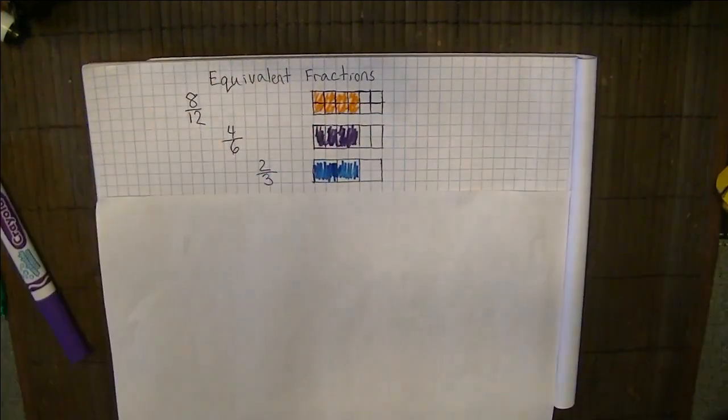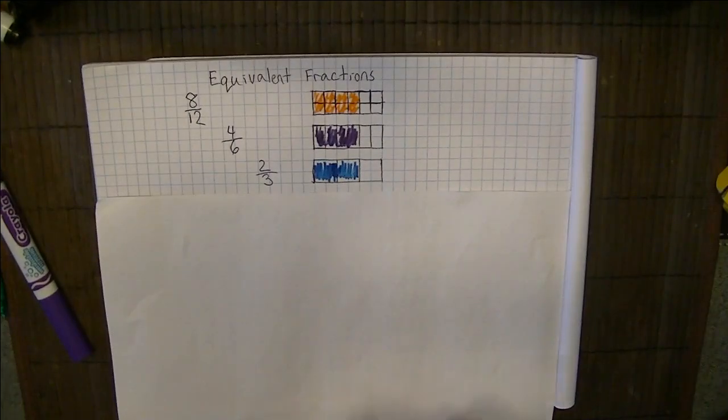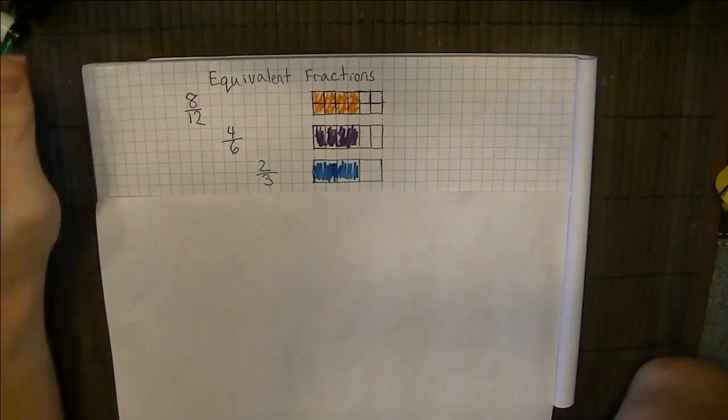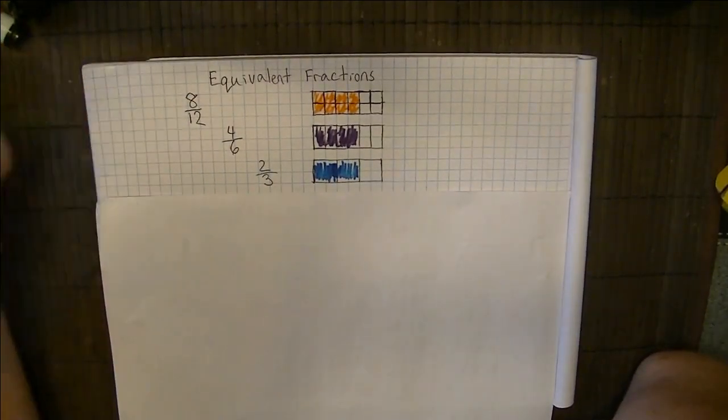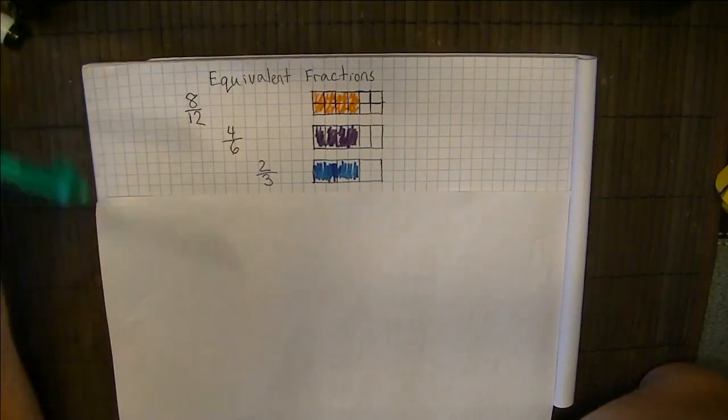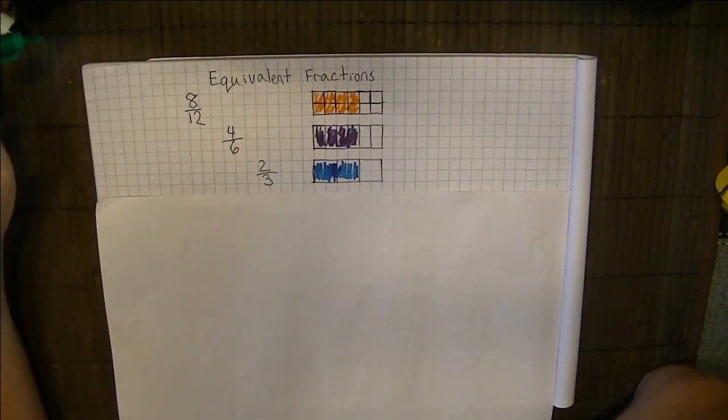And what you'll notice is, of course, that the area that we've colored in for each is exactly the same, because these fractions are equivalent. They are actually the same number. So how do we figure that out? Well, one thing that we can do is reduce the fractions down to lowest terms.